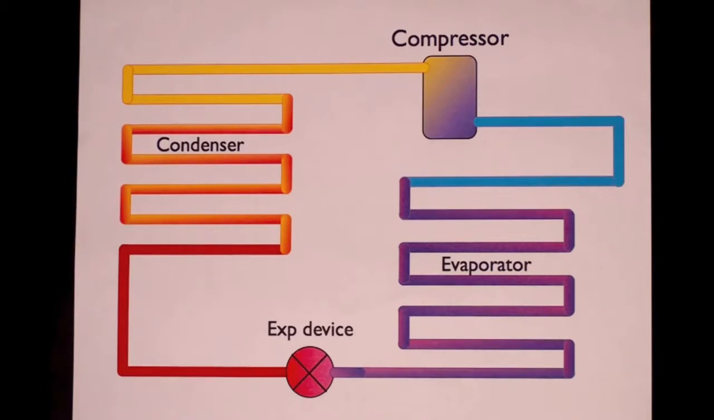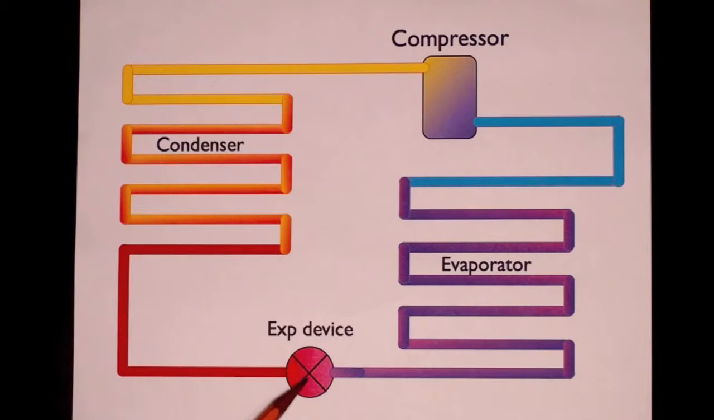Compressor, which is the prime mover. It takes a low pressure gas and turns it into a high pressure gas. Evaporator. Evaporator is the reason we do this. It absorbs the heat from whatever space or substance we're trying to take the heat from. The condenser takes the heat that was absorbed in the evaporator and releases it somewhere where it's not a problem.